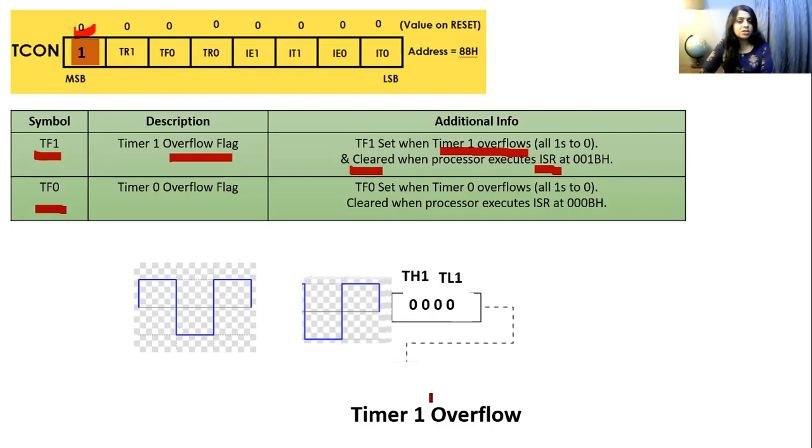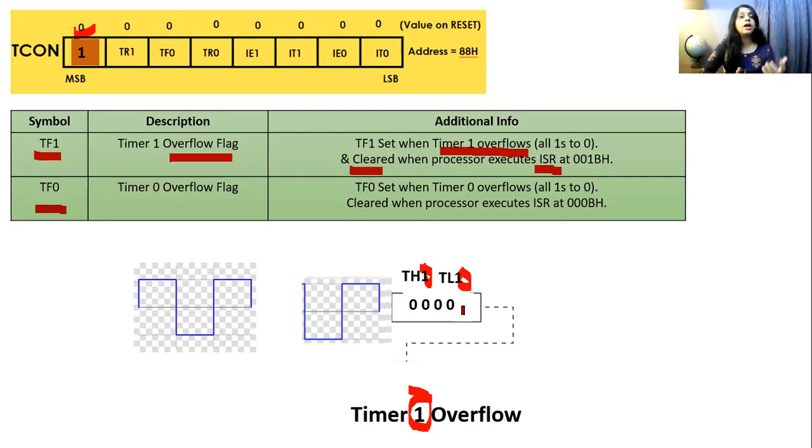Timer flag, suppose in place of 1 there will be 0. So in place of 1 there will be 0. When it receives clock pulses, the timer will increment by 1. After every clock pulse, the timer will increment by 1, and at one point in time it will become FFFF.